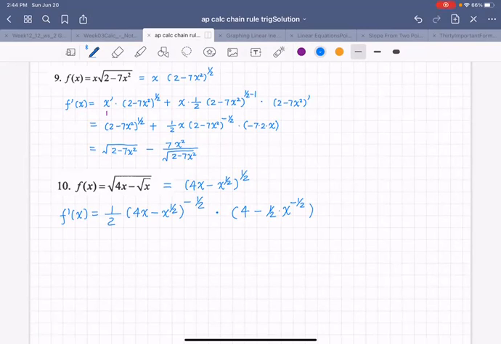I think you mastered the skill now. That's it, right? We do the power rule first, and then we do the derivative of this whole inside part. And then we get 1/2 divided by the square root of 4x minus square root x, and then times 4 minus 1/2, with square root x on the denominator.